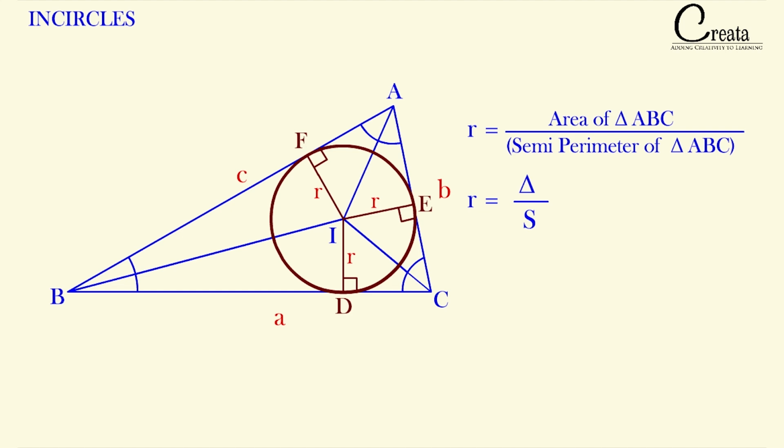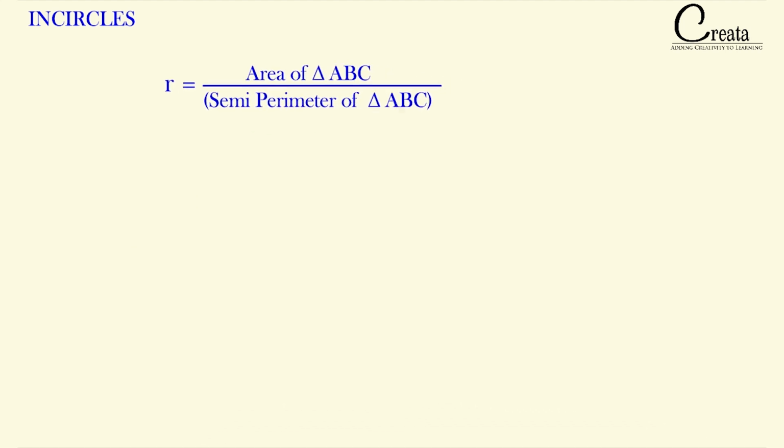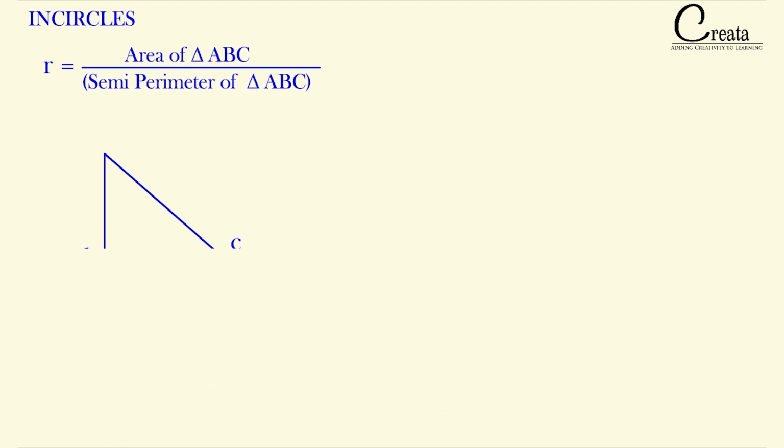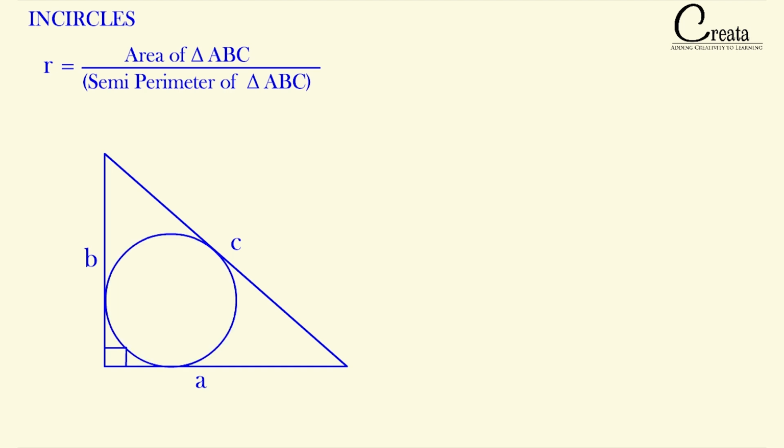So moving further, let's apply this formula to a right angle triangle. You can say this is a small question or a special type of case. We are applying the formula of the inradius to a right angle triangle. For that, let's take a right angle triangle with the three sides as A, B and C. There is an incircle which is touching the three sides of the triangle and R is the inradius.